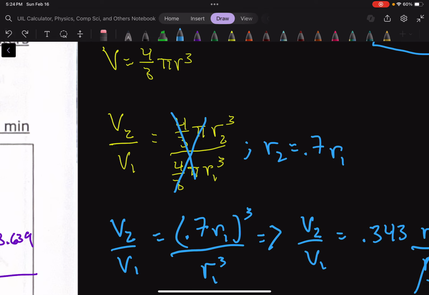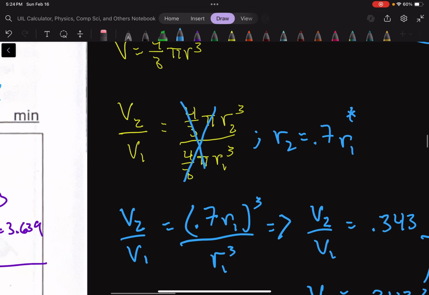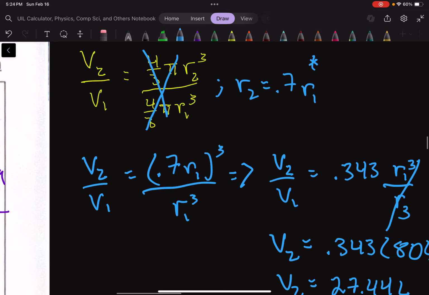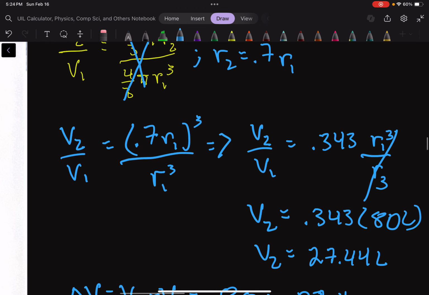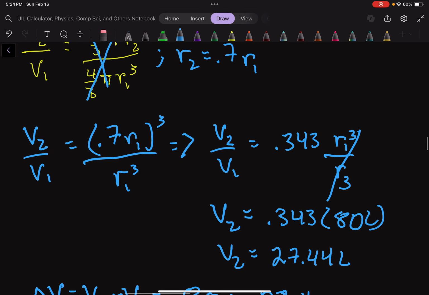Now the neat thing is that the 4/3 and the pi are going to cancel, and really what we find out is that the ratio of the volumes is equal to the ratio of their radii cubed. And we're going to substitute in that expression for the second radius into the equation. And so from here, we cube the 0.7, and what we find out is that the R1 cubes cancel, and so the ratio of the volumes is 0.343.